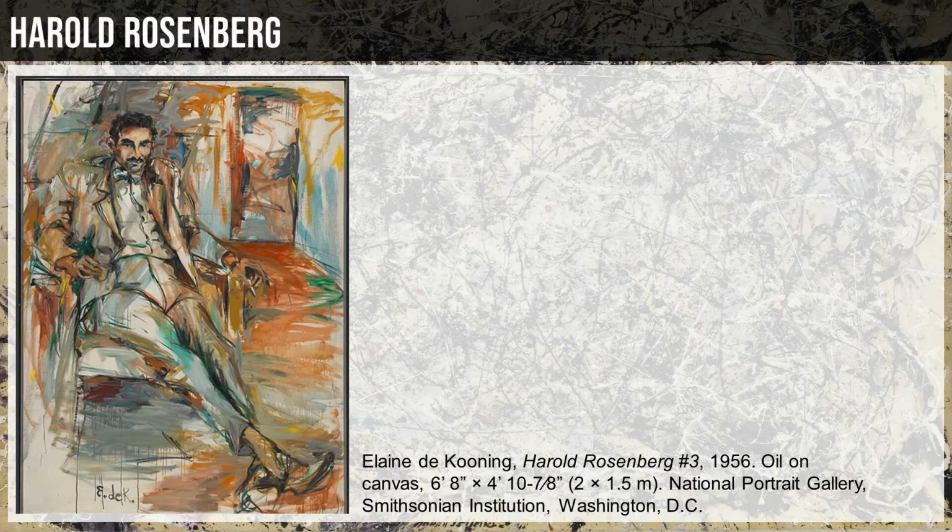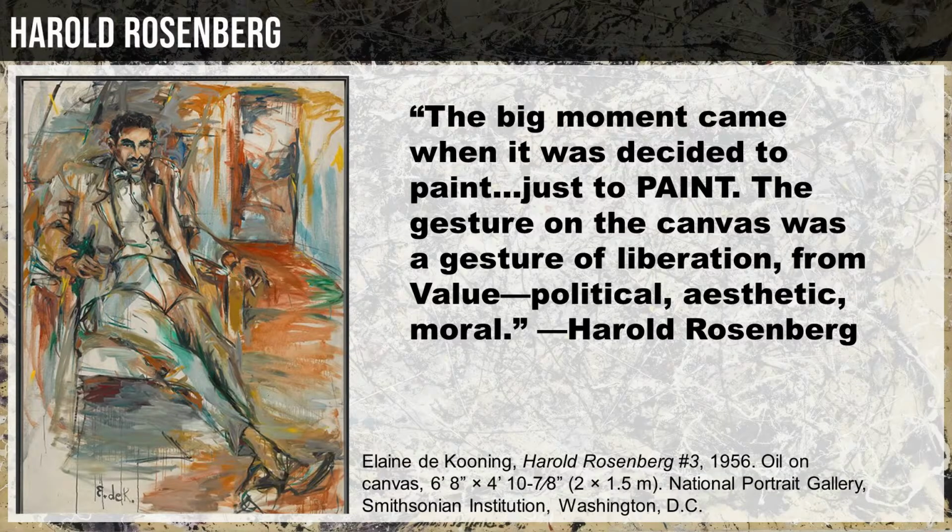Another critic, named Harold Rosenberg, came at the abstract expressionists from a different direction. For him, it wasn't so much about medium specificity, but about the artist's gesture. He was the one who came up with the phrase action painting to describe the gestural abstractionists. He wrote, "The big moment came when it was decided to paint, just to paint. The gesture on the canvas was a gesture of liberation from value, political, aesthetic, moral."